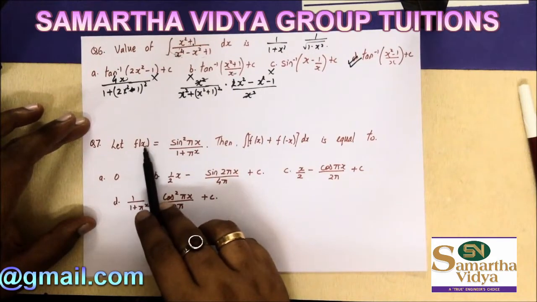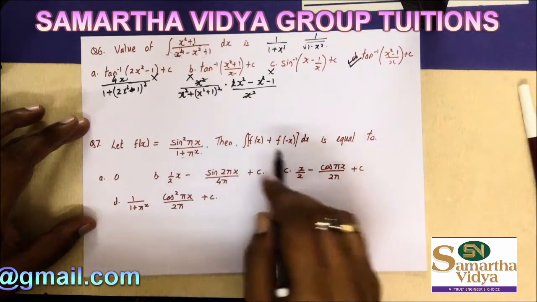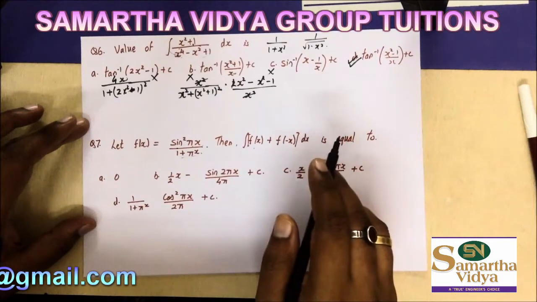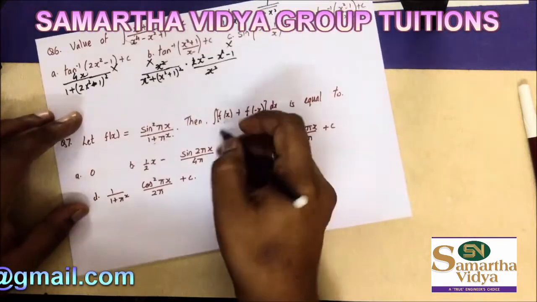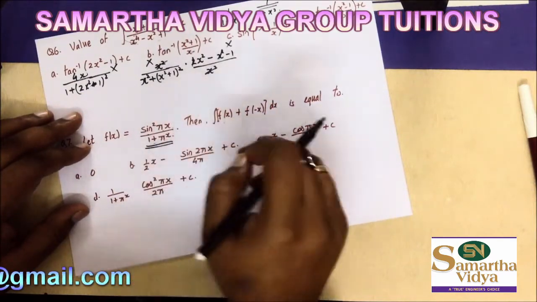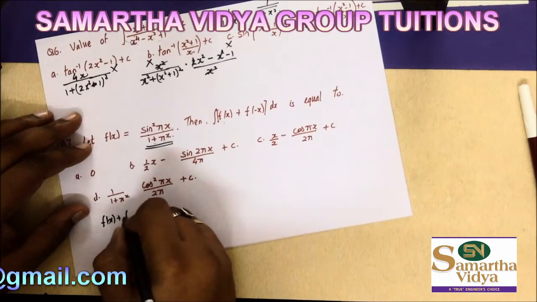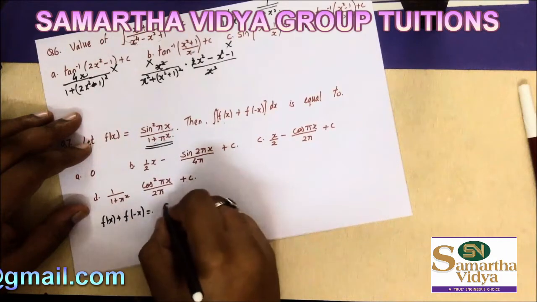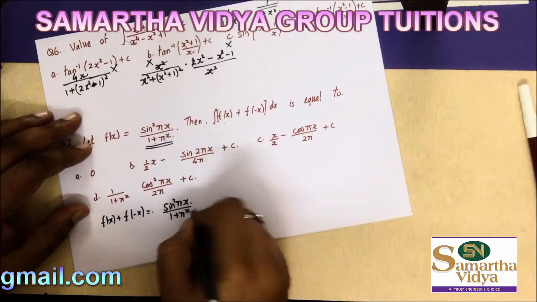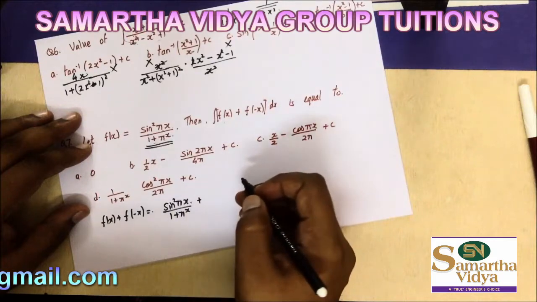So we have the function f of x, which is given to us as sine square pi x upon 1 plus pi raised to x, and I need to find the integration of f of x plus f of minus x. Okay, so f of x is obviously this thing, f of minus x is going to be nothing but replacing x with minus x. So if I'm doing f of x plus f of minus x, it's going to be of the form sine square pi x upon 1 plus pi raised to x, plus f of minus x is replacing the x with minus x.